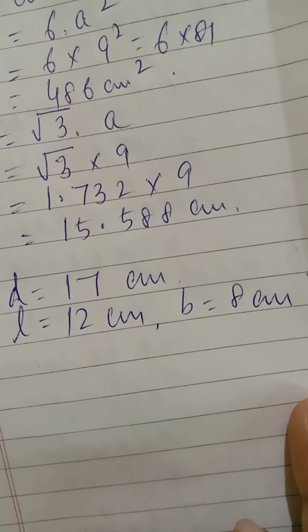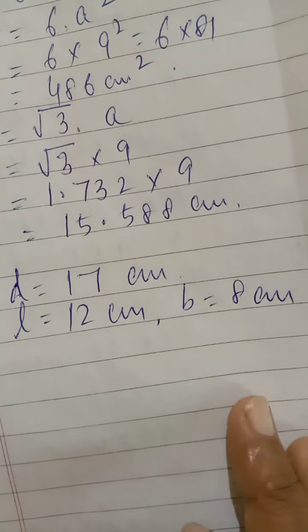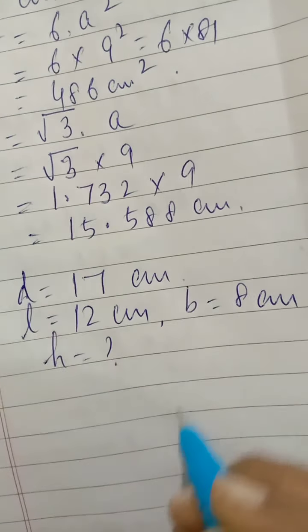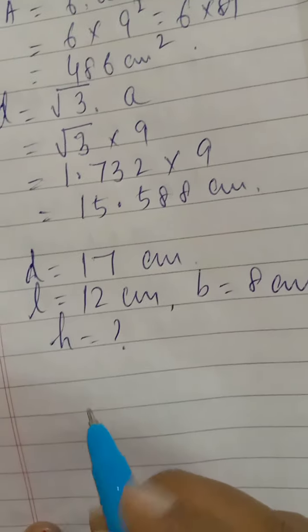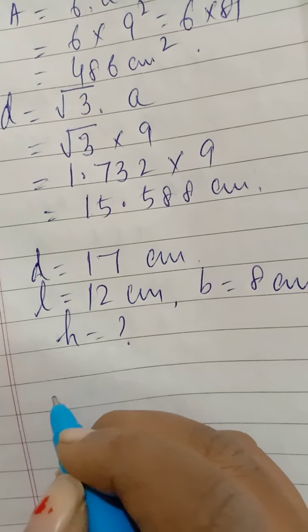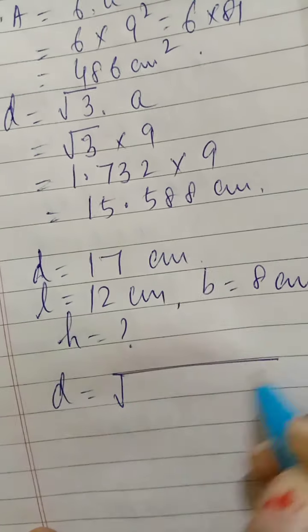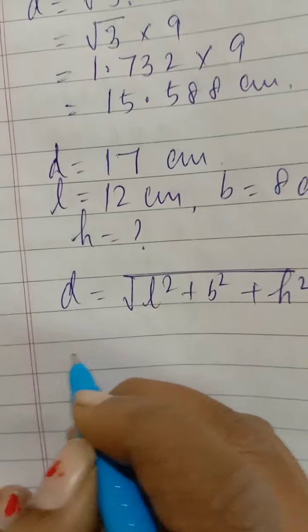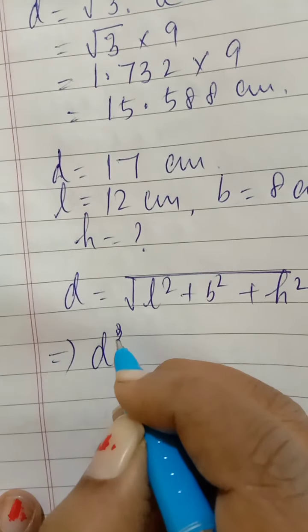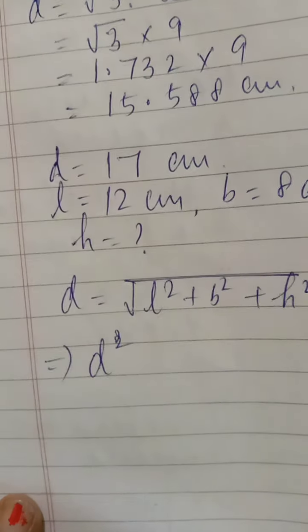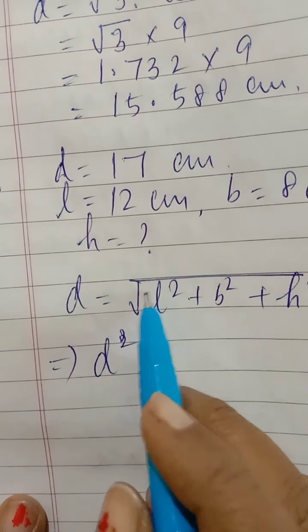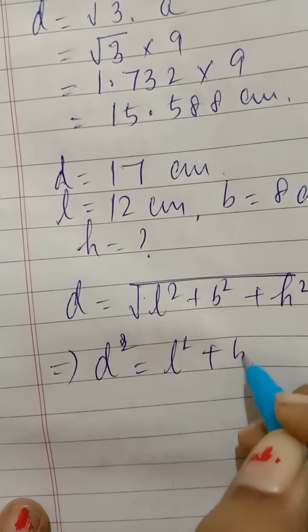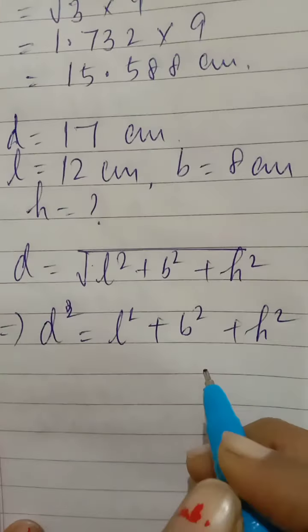Then we have to find the inner height. Height is asked here. So we have the formula of the diagonal. Diagonal, we know, is root under l² plus b² plus h². This can also be written as the square of the diagonal. If both sides are squared, the square root sign will be removed. So d² will equal l² plus b² plus h².